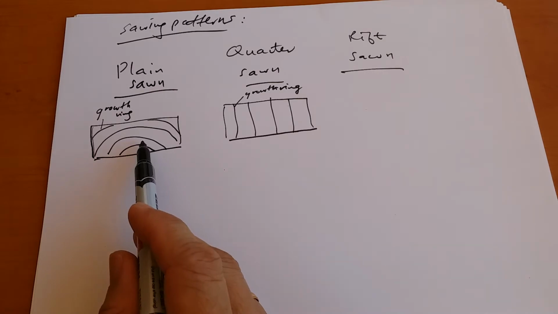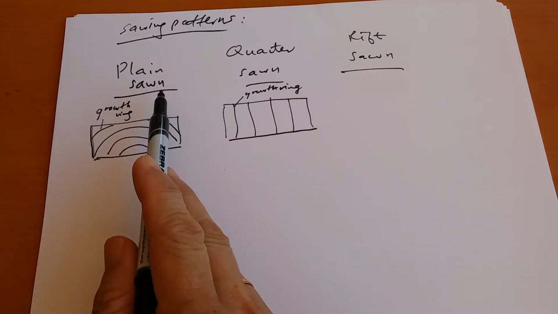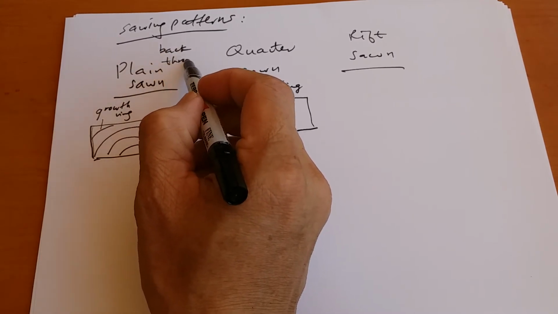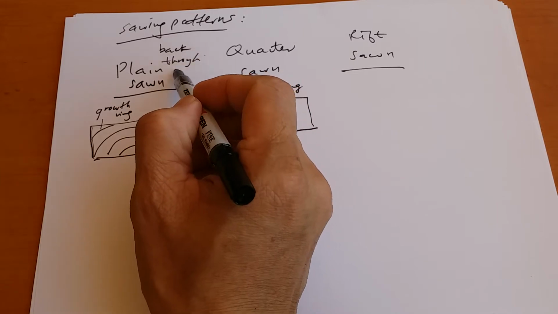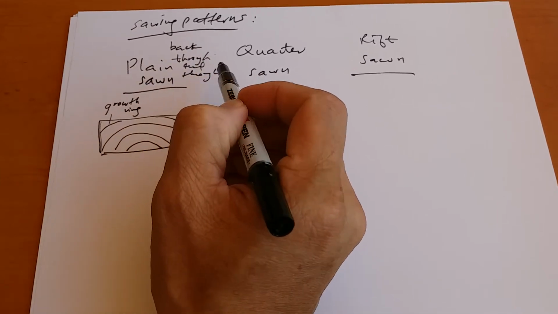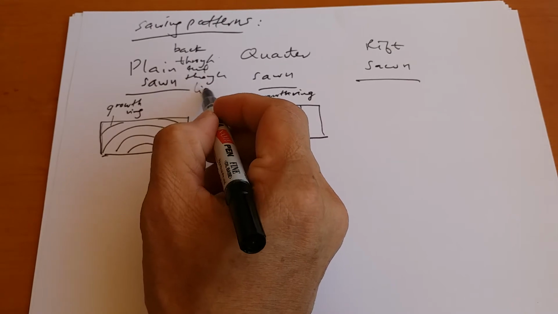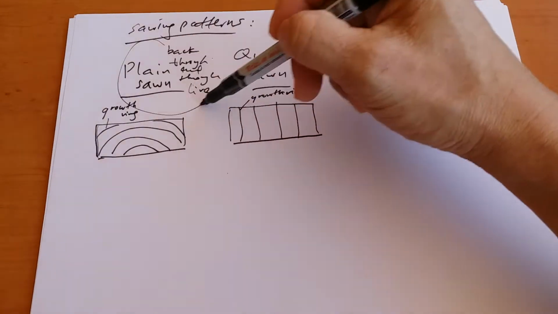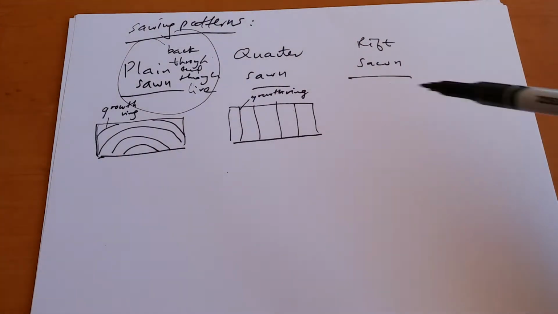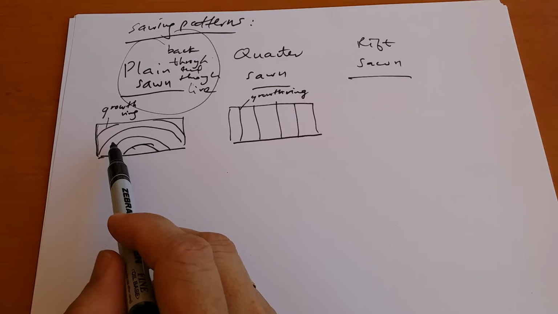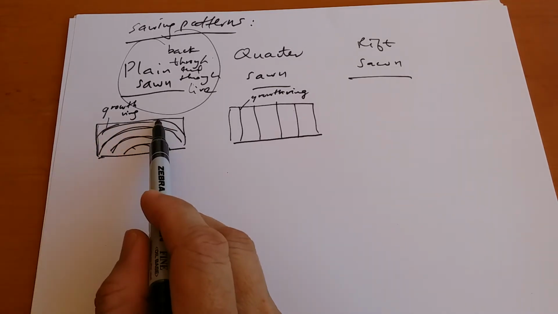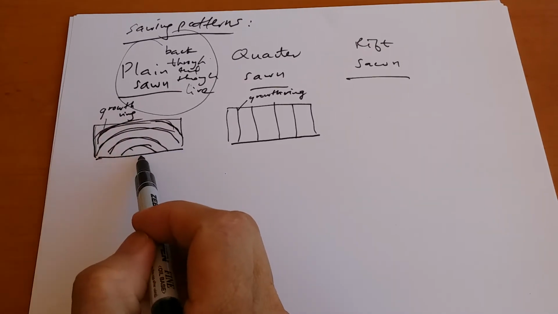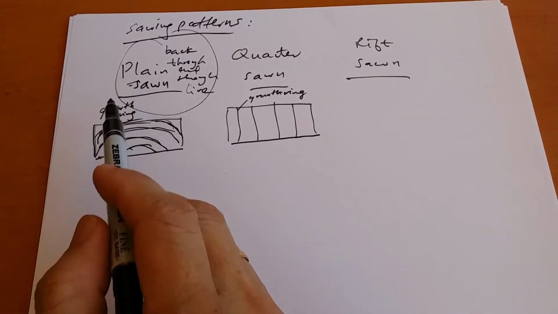you look at plain-sawn, or what you call back-sawn. You can call it through and through, or you can call it live sawn. All these sawn are basically categorized the same, as plain sawn. The growth ring grows in a semicircle. If you look at the cross section of the timber, it will be in a semicircle. That's how you identify plain sawn.